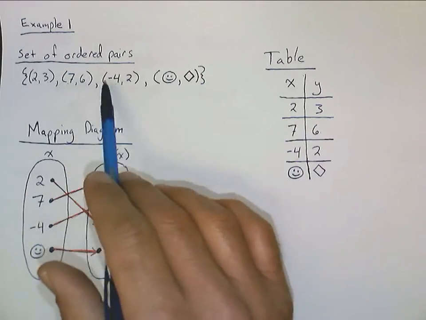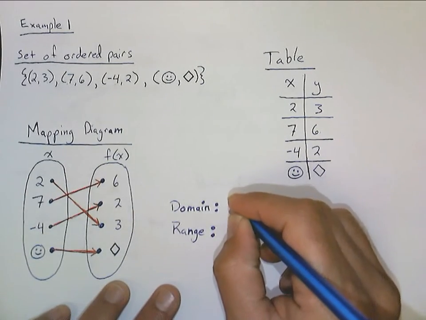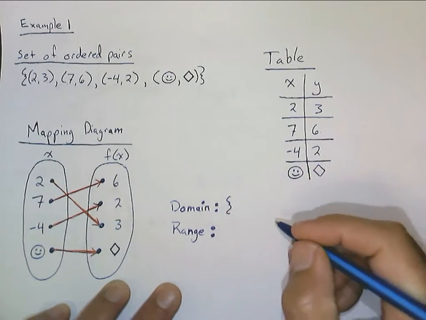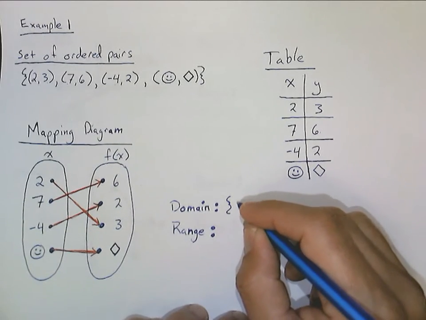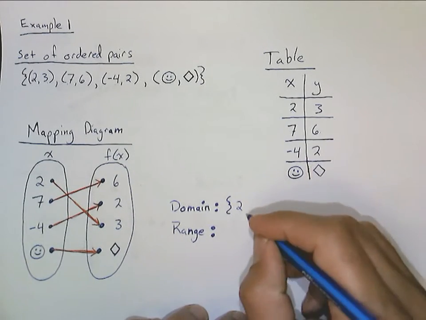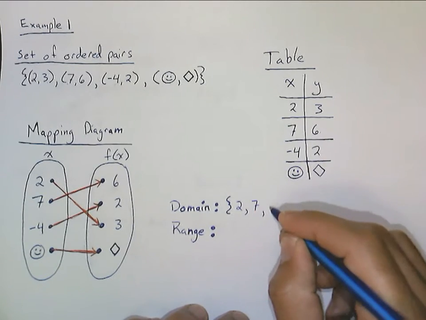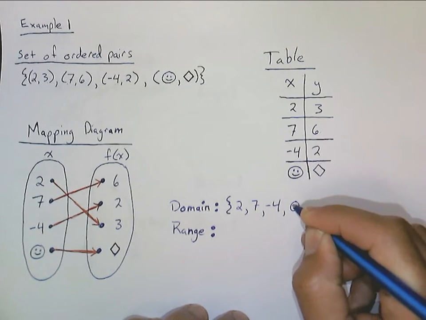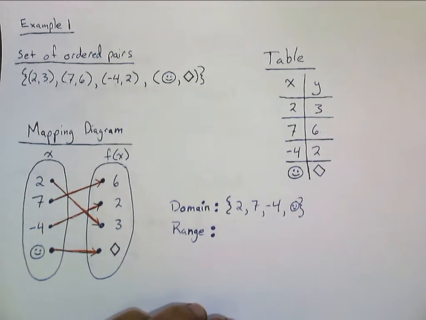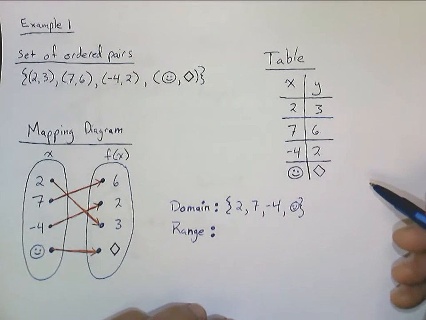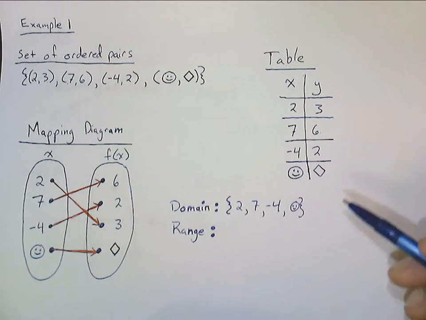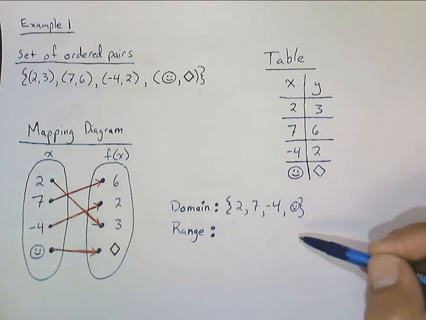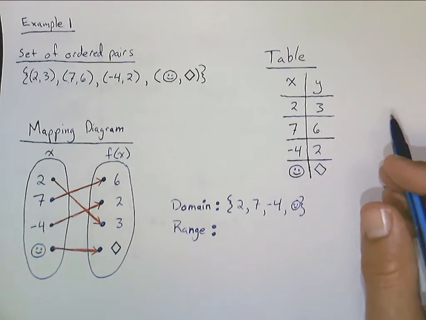In this case, it's pretty easy to write the domain and the range here. It's a discrete set of values, so all we have to do is say, well, the domain is the set of, and remember we use these braces to denote a set, all of the x values. So we have a 2, we have a 7, we have a negative 4, and we have smiley face. And there's our domain, written in set notation here. We could get into a whole lot of different things about set theory and what makes a set, but we don't need to do that for our purposes here in Algebra 1.